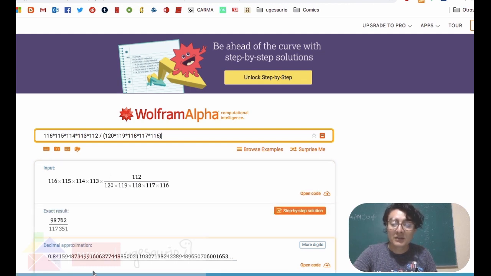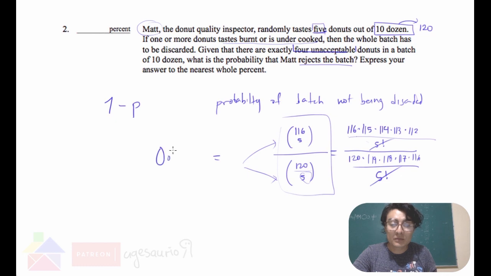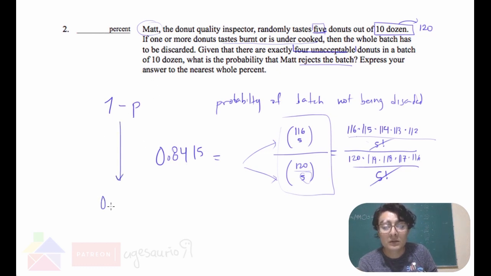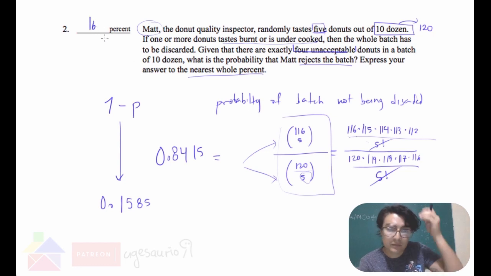This is 0.8415. We're gonna leave it there. This is the probability of the batch not being discarded. So the probability of it being discarded is 1 minus this number, which is 0.1585. Since we're trying to express the answer as the nearest whole percent, that would be 16%. So, okay, that's it.